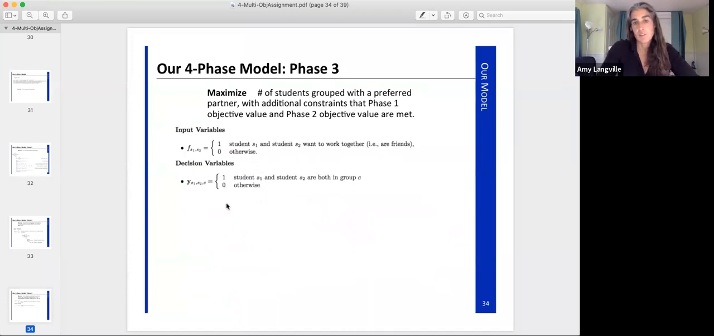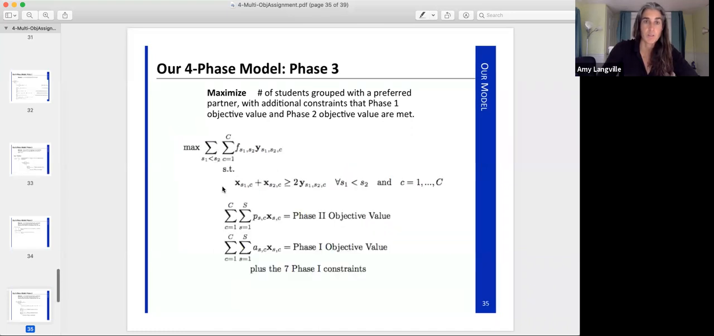In phase 3, we actually need to add more variables. So we actually need a triply indexed variable, y, also binary. So all the variables ended up being binary, integer linear programs, which happens often. You saw that this semester with Shikoku. And again, original constraints, and then for each previous phase you add a constraint that makes sure that objective value is met.